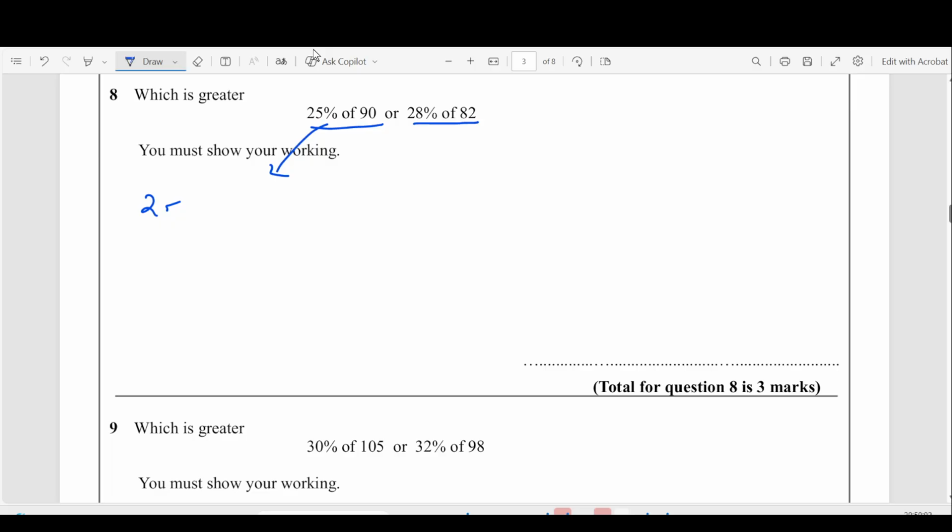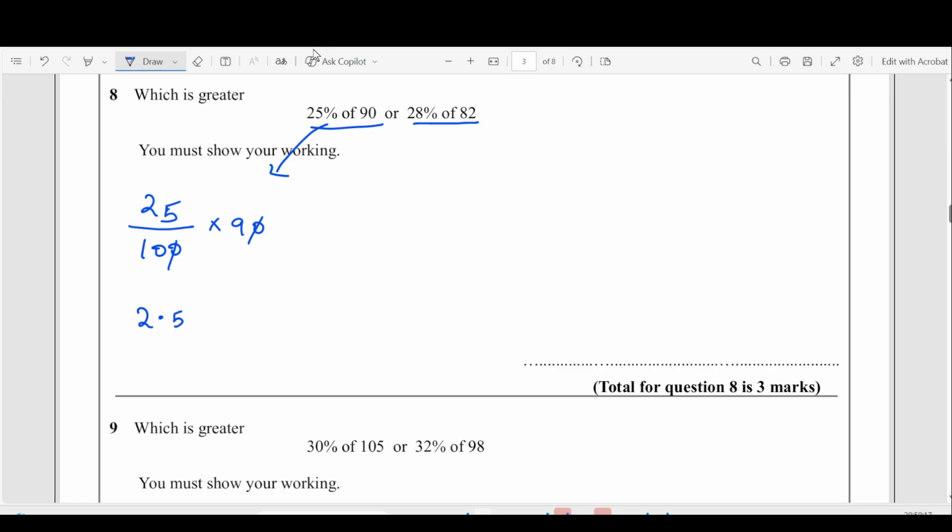So first we find 25% of 90, which is 25 over 100 times 90, right? And we can cancel out this 0 with this 0. 25 over 10 is 2.5 because there is one 0. So after one digit, we put the decimal. Then we times it with 9.